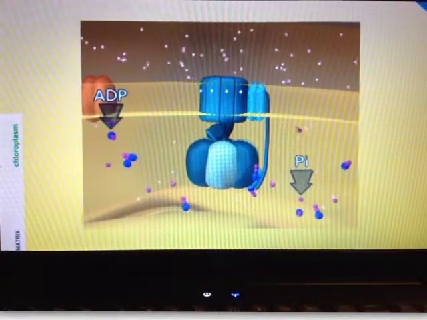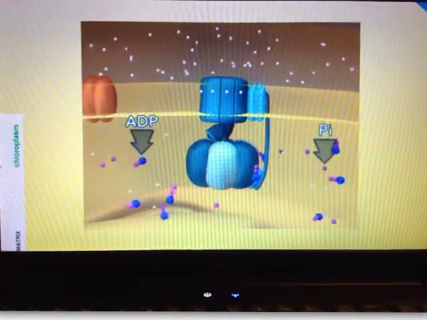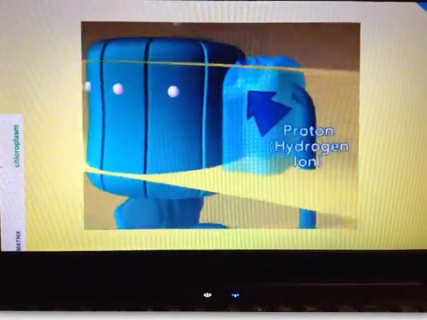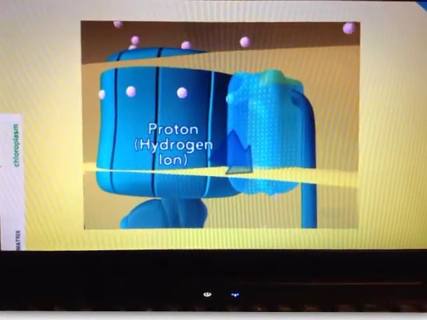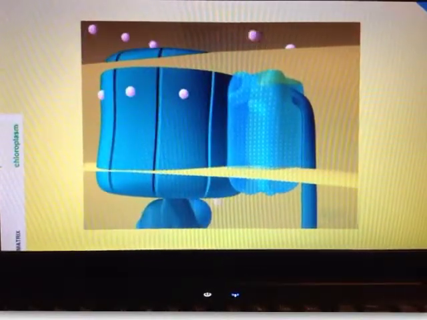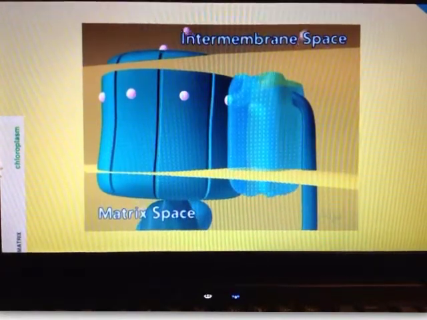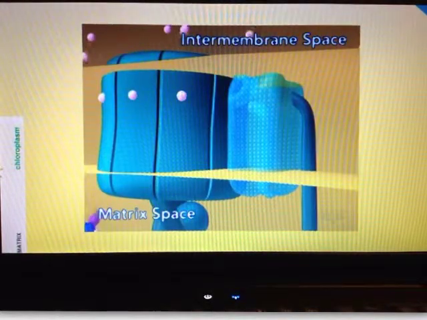The energy associated with this gradient is used to synthesize ATP from ADP and Pi. This occurs at the ATP synthase complex. One hydrogen ion enters the ATP synthase complex from the intermembrane space, and a second hydrogen ion leaves it into the matrix space. The upper part of the ATP synthase complex rotates when a new hydrogen ion enters.